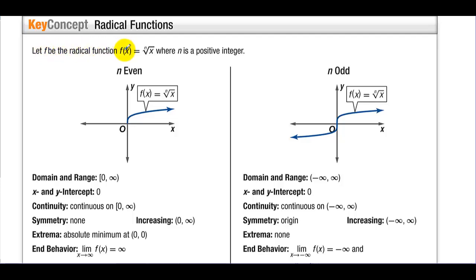Let f be the radical function f of x equals the nth root of x, where n is a positive integer. If n is even, it looks like the square root of x. And you can't have negative values, so you notice the domain is 0 to infinity. And when n is odd, you can take the third root of x. You can take the third root of negative values. For example, the third root of negative 8 is negative 2. So the domain and range is negative infinity to infinity.